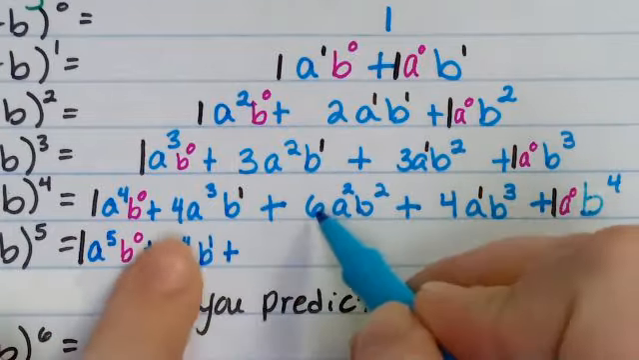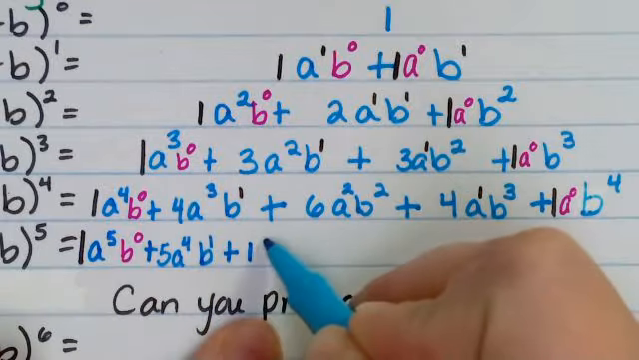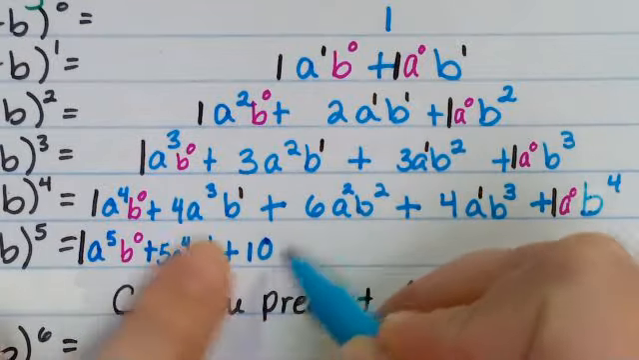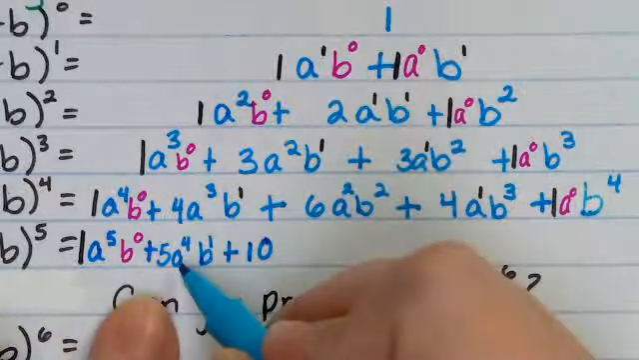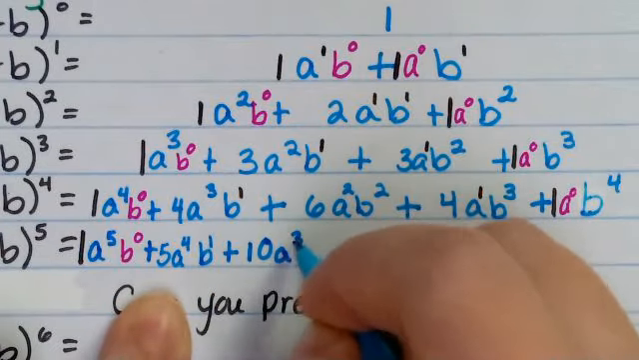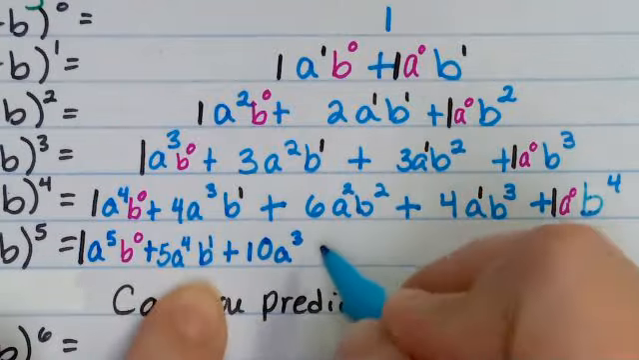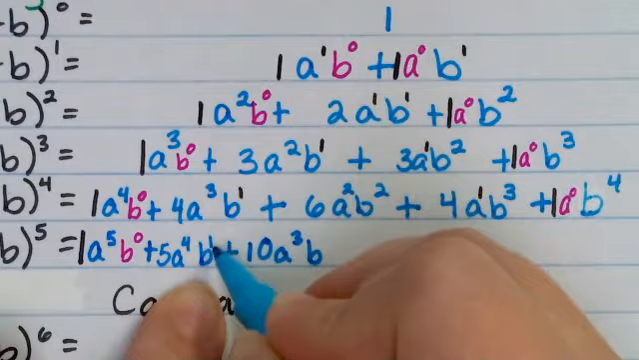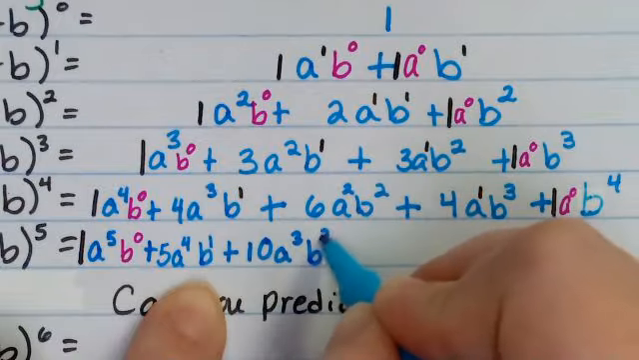All right, the next one. Let's add the 4 plus the 6. That's going to give us 10 for the coefficient. All right, we had A to the 4th. Now I want A to the 3rd. That's going to descend while your exponent on your B goes up. This was a B to the 1st. This will be B to the 2nd.